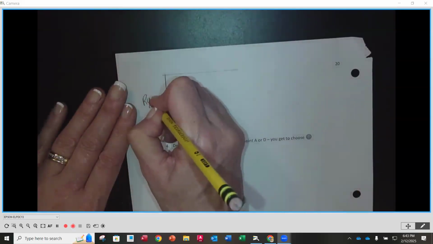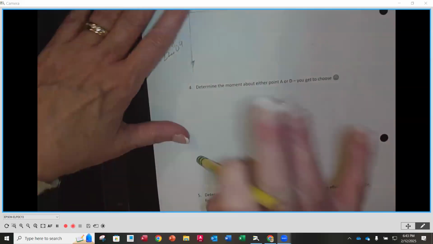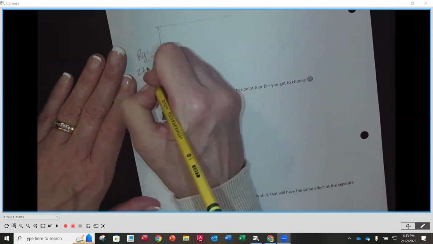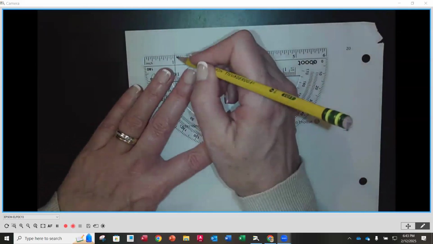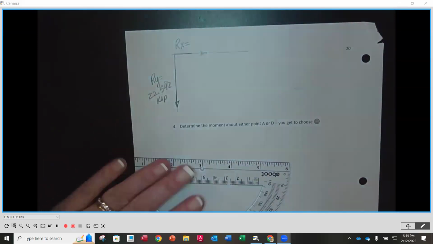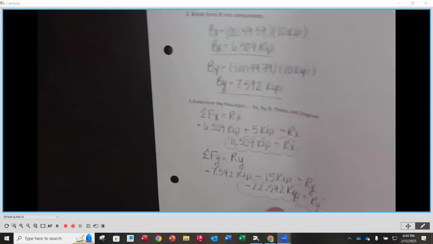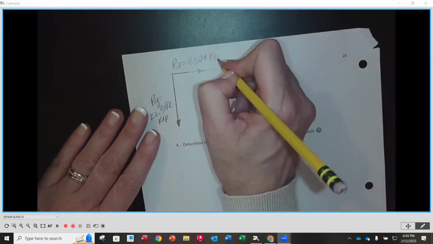So this is our Ry equal to 22.592, and that's kips, and it's going down. And then about half that distance, proportional, you don't have to scale it, is going to be our Rx. Rx is equal to 11.509, and that's kips. Make sure you put the units. This is our X, and this is negative Y.